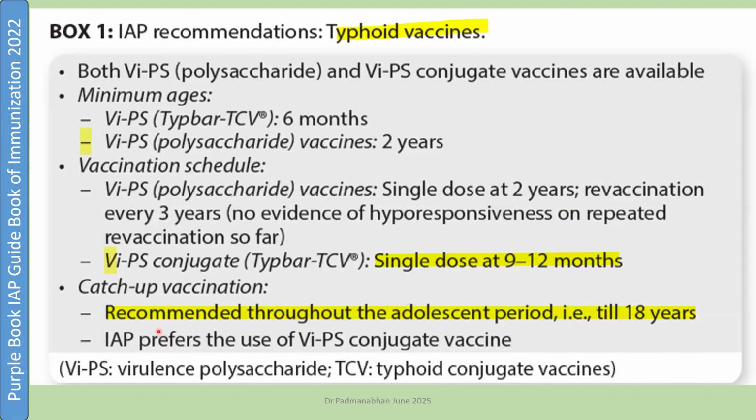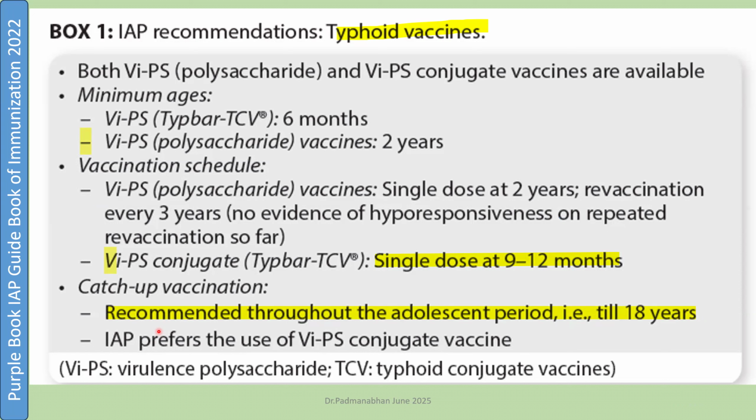And there is no evidence of hyper-responsiveness on repeated revaccination so far. Okay. Vi-PS conjugate vaccine, single dose at 9 to 12 months. Catch-up vaccination recommended throughout the adolescent period, that is till 18 years. IAP prefers the use of Vi-PS conjugate vaccines. The conjugate vaccines are always preferable, okay?